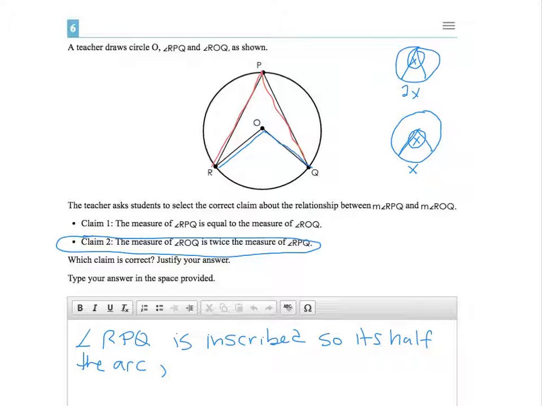But angle ROQ is central. So it's equal to the arc. And since they have the same arc, we know the inscribed angle has to be half of the central angle.